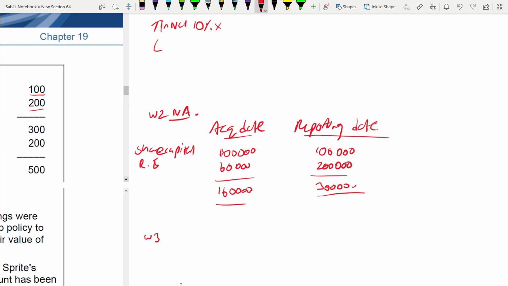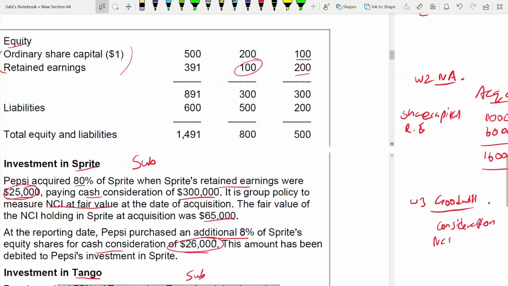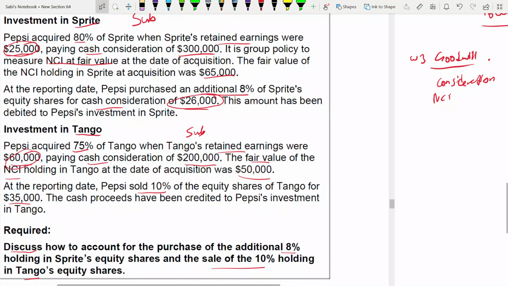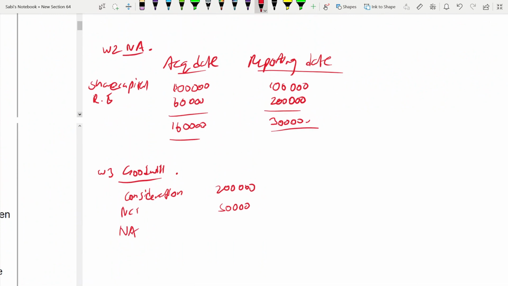Next we can calculate goodwill because we have the net asset now. We need goodwill and net asset because without that we cannot apply the increase in NCI percentage. So consideration. This is when you bought the subsidiary for the first time, 200,000. Then NCI is already given, 50,000. And net asset we have just now got. Which net asset? This 160,000 we take at the acquisition date, not the reporting date. So 90,000 is the goodwill. This is always fixed in this method.